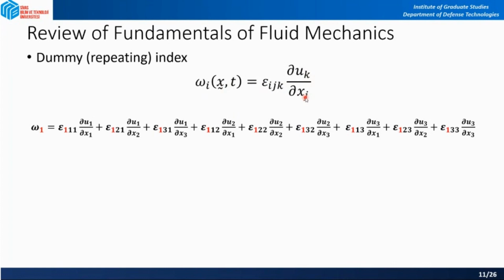So j and k are repeating indices. If there are repeating indices in one term, they refer to actual summation. So you have to sum up those components. They do not refer to the actual physical representation of a parameter.